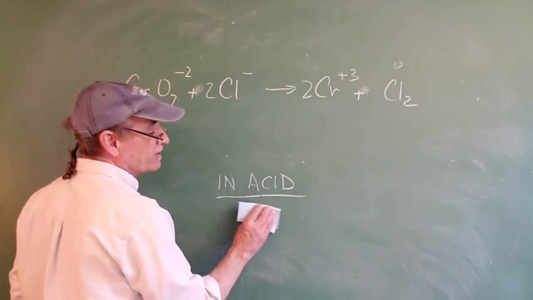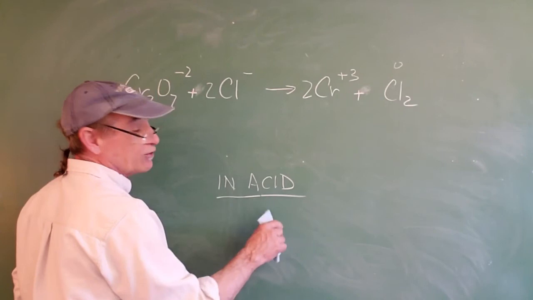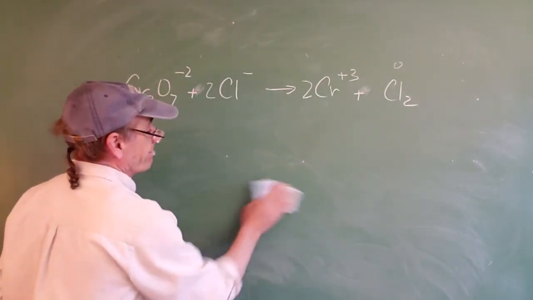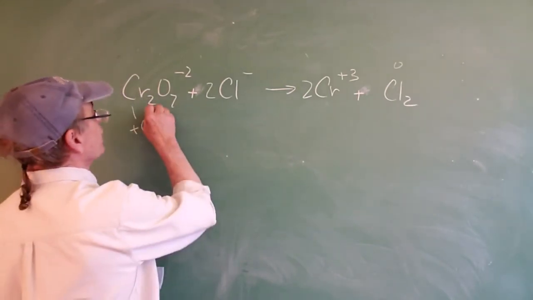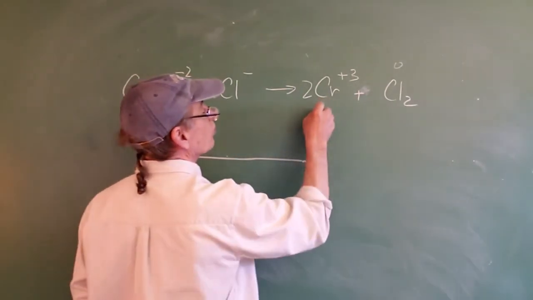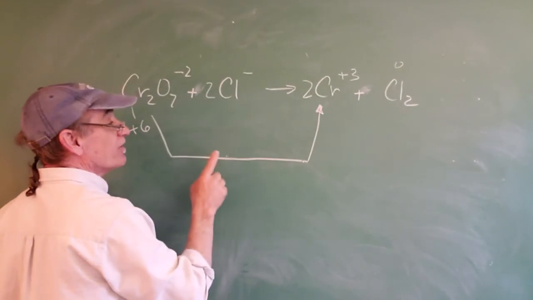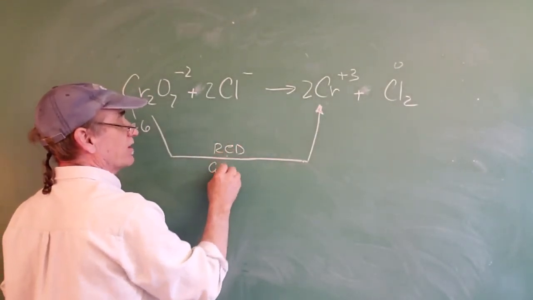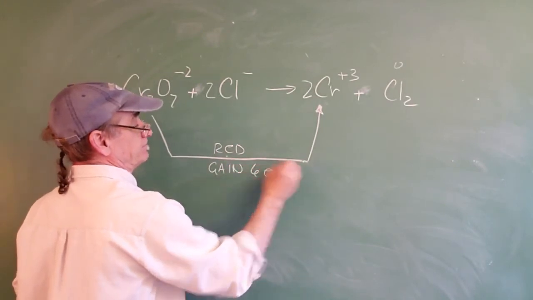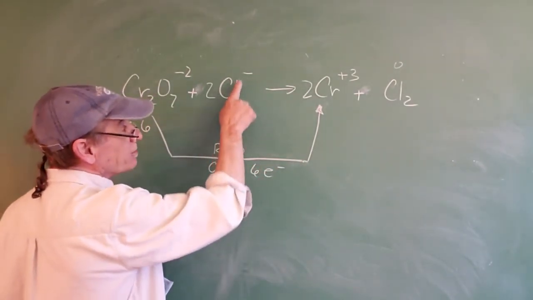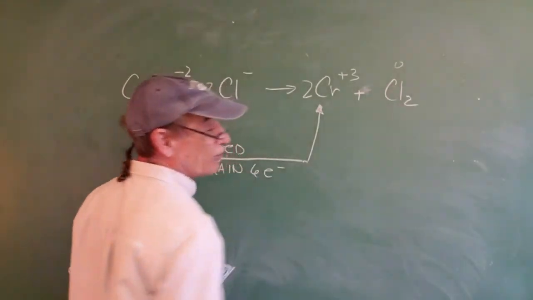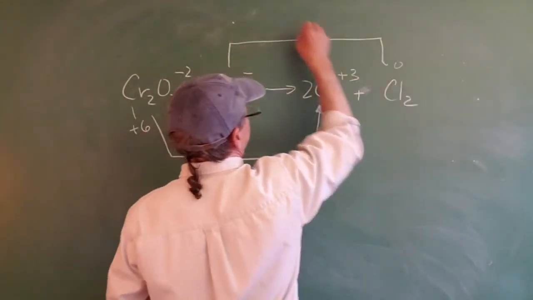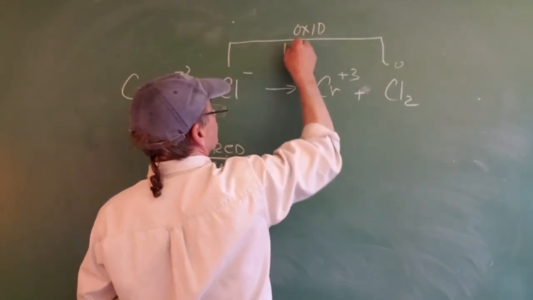Now remember, this is an acidic solution. Later we're going to get to add hydrogen ions and waters to this to make the charge balance. Okay, so here's our reduction. These 2 chromiums became these 2 chromiums, and each of them gained 3 electrons. So here's our reduction, currently with a gain of 6. The 2 chlorides at -1 became 2 chlorines at 0, meaning that each of them lost 1 electron. So there's my oxidation. Loss of 2.